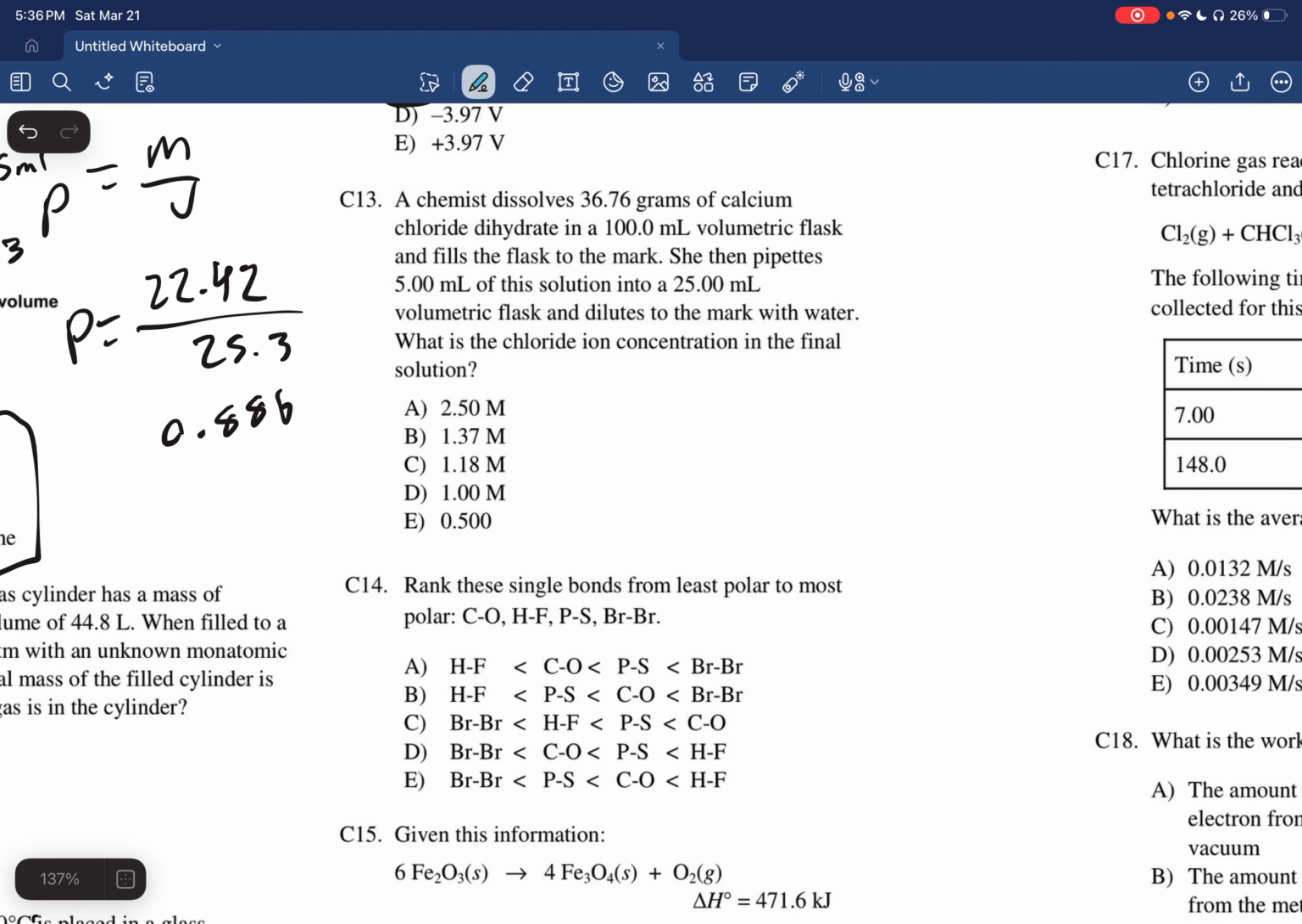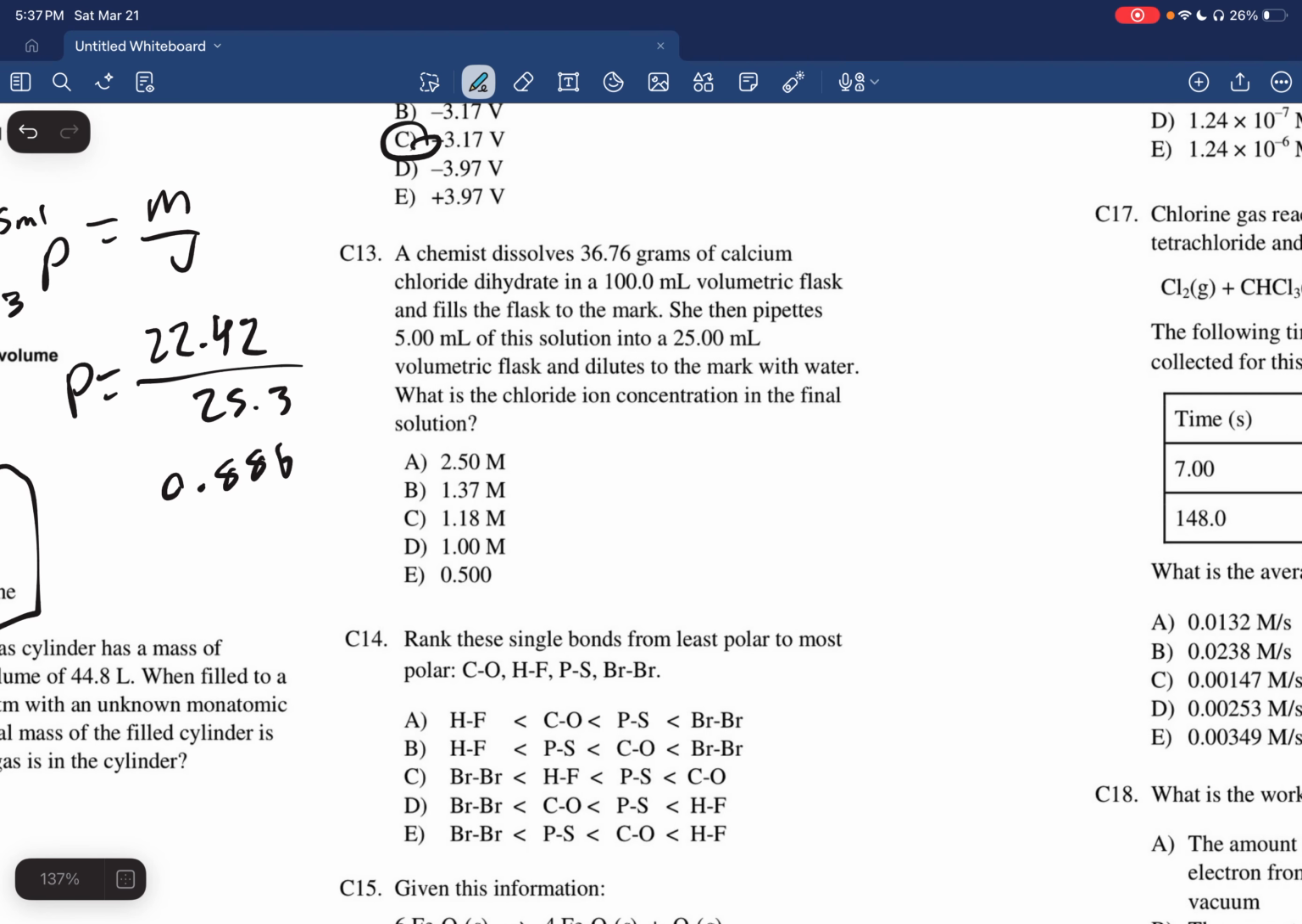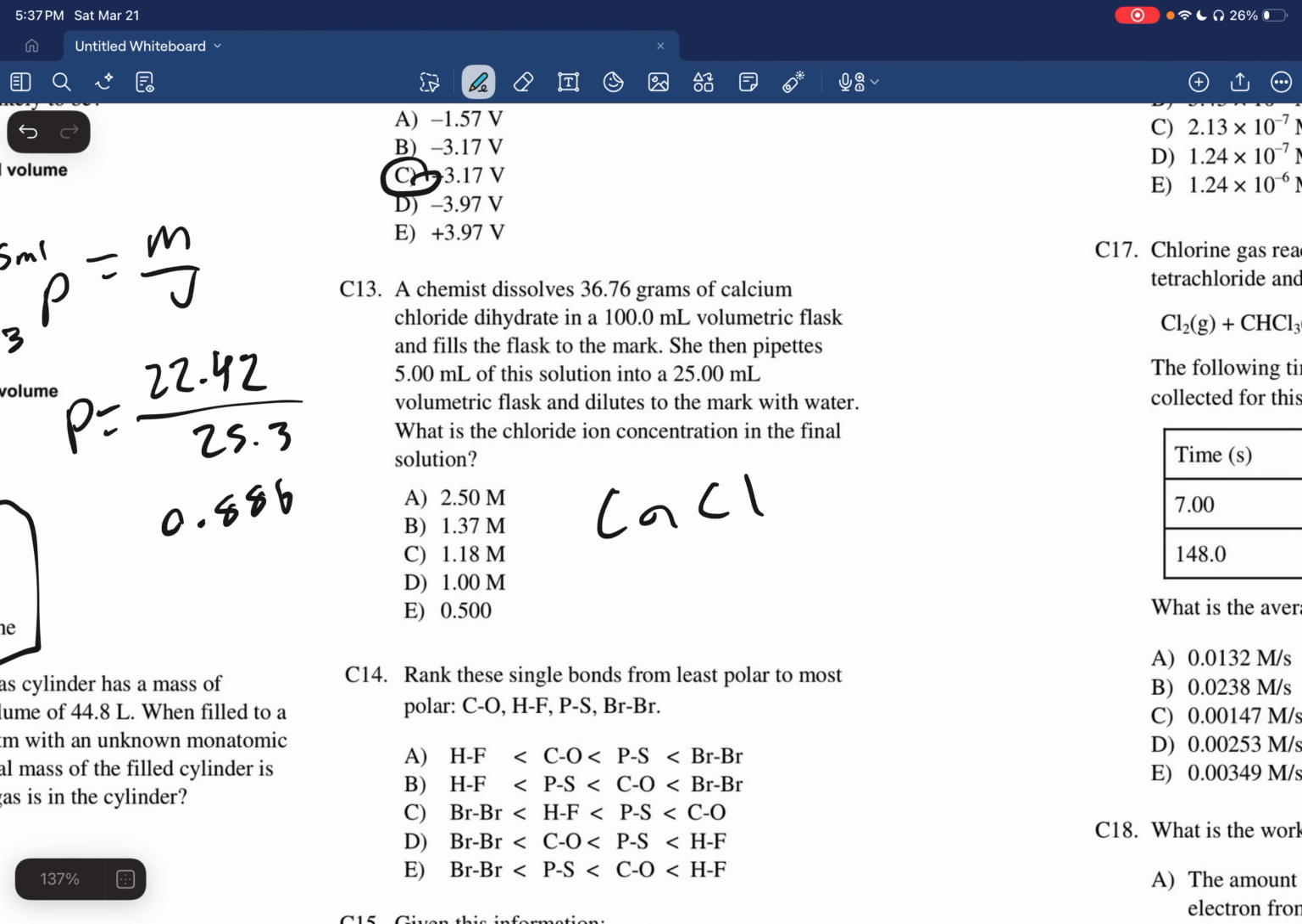So first, we're going to want to find the amount of moles of calcium chloride dihydrate we have. So we have calcium chloride.